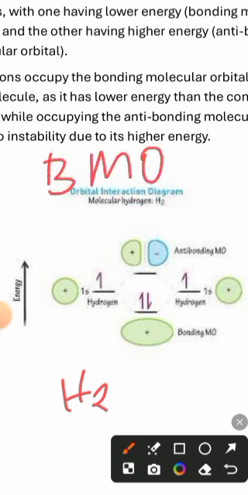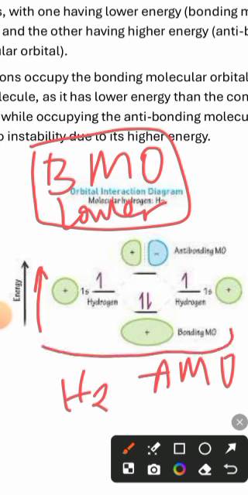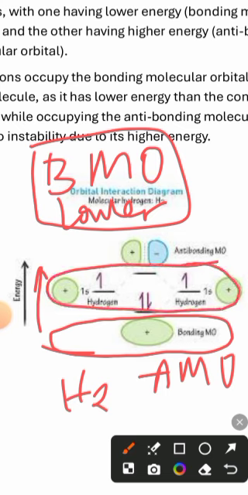It has lower energy than the atoms themselves and the antibonding molecular orbital. Hence this diagram facing up. The energy increases: this is the bonding molecular orbital, the atoms themselves have a higher energy than this bonding molecular orbital, and the antibonding molecular orbital has the highest energy.